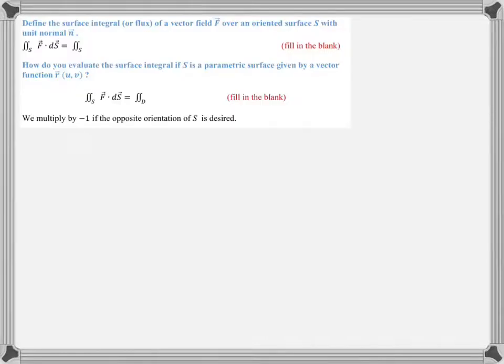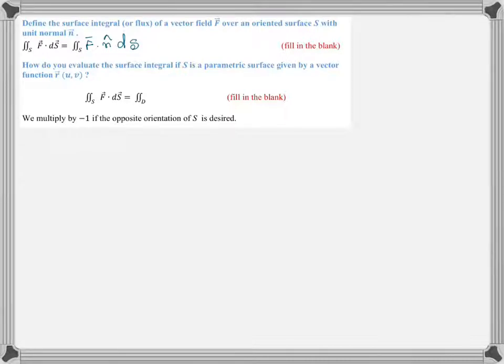Now let's see what the formula is about. Define the surface integral or flux of a vector field F over an oriented surface S with unit normal n. So this is double integral over S F dot dS, which is equal to double integral over S F dot n dS, where n is the unit normal vector. The surface integral is also called the flux of F across the surface S.